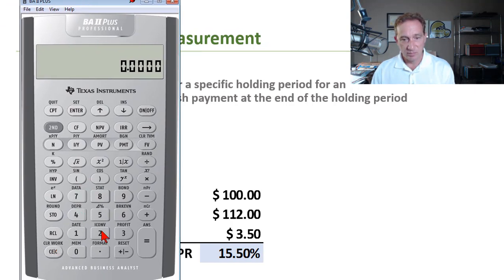I'm going to open parens, say 112 plus the 3.50 received minus the 100. That's close parens on my numerator, and I divide by the beginning price, right? Not the end. And I get my 15.5%.